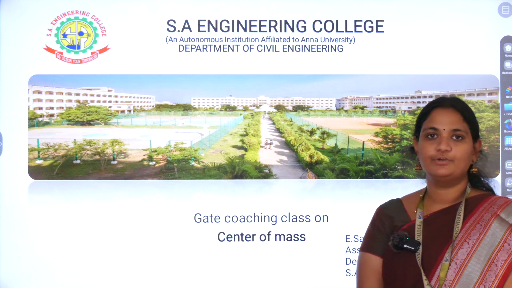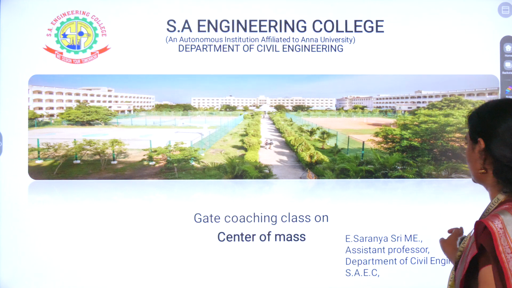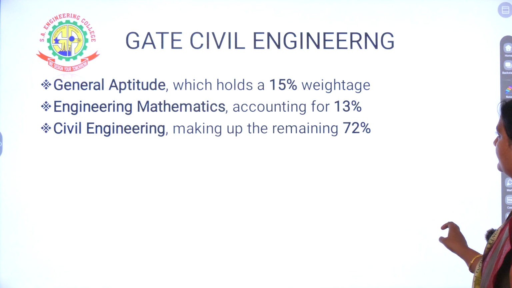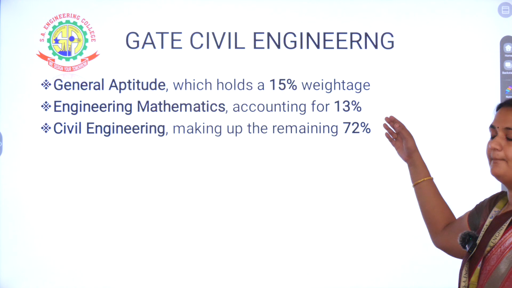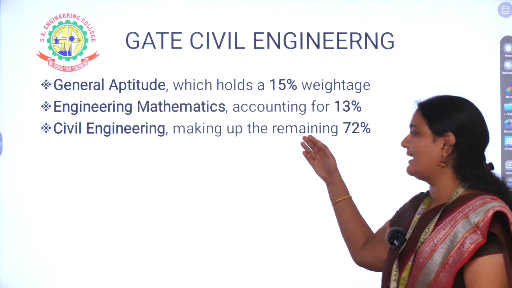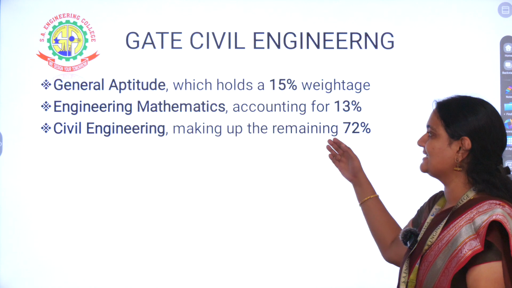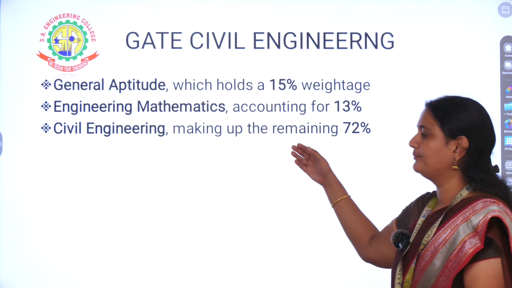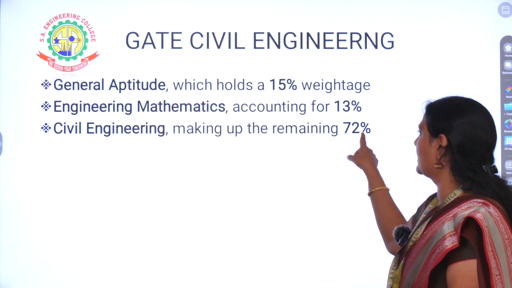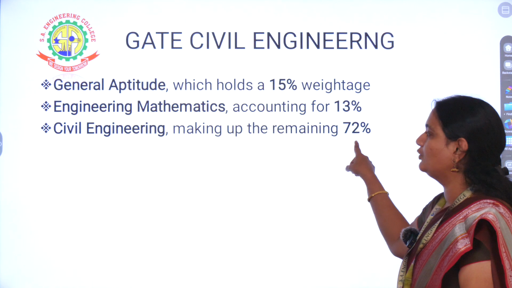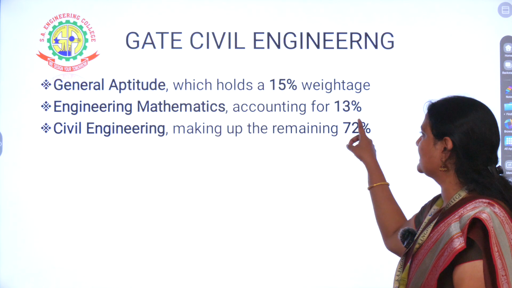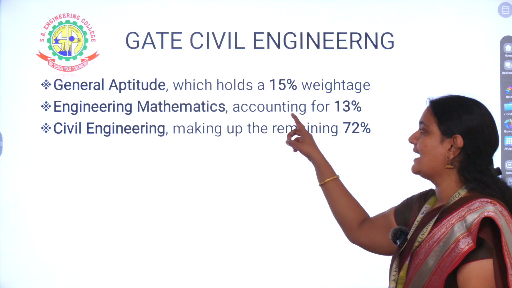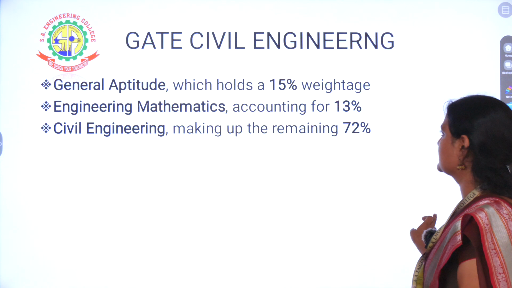Let me first brief you on the GATE topics in civil engineering. There are three major subdivisions: general aptitude, engineering mathematics, and our core engineering discipline, civil. Civil engineering accounts for up to 72%, engineering mathematics has 13% weightage, and general aptitude has 15% weightage.